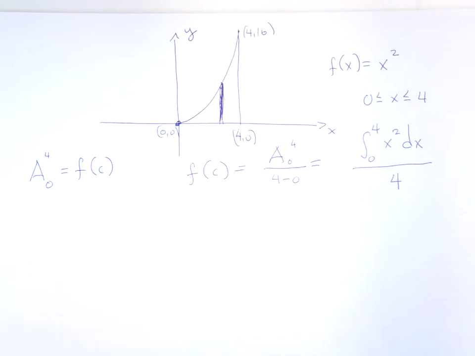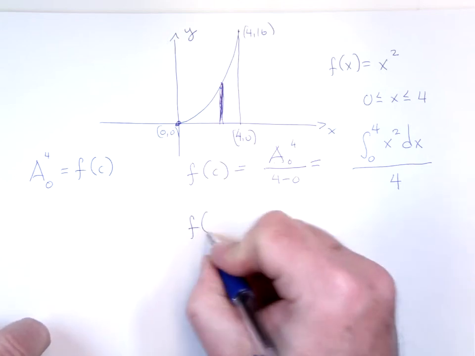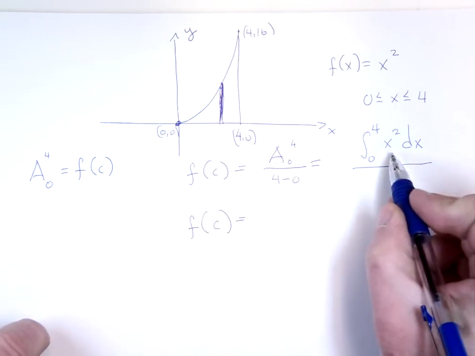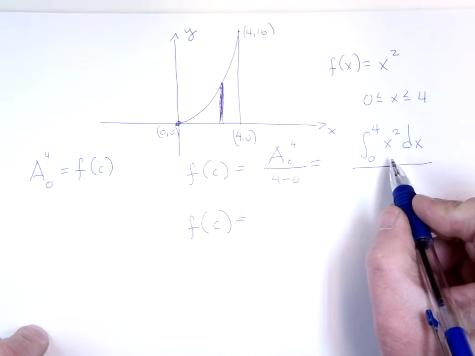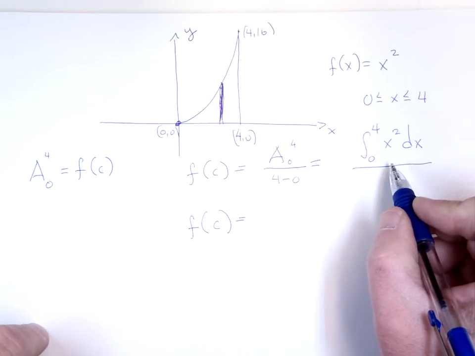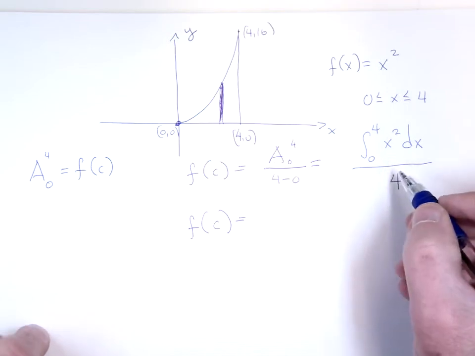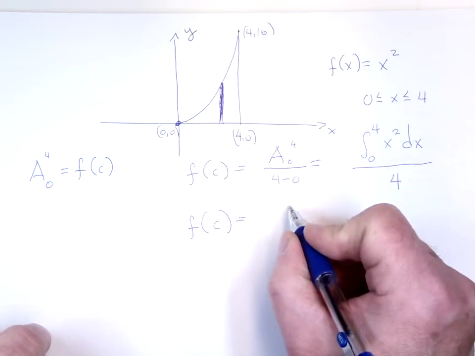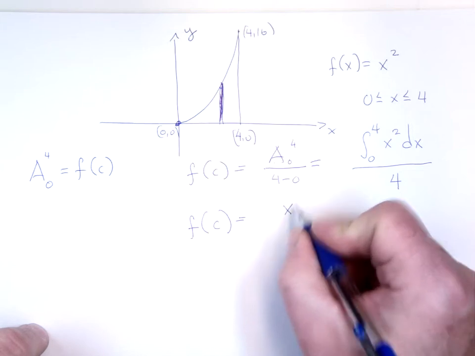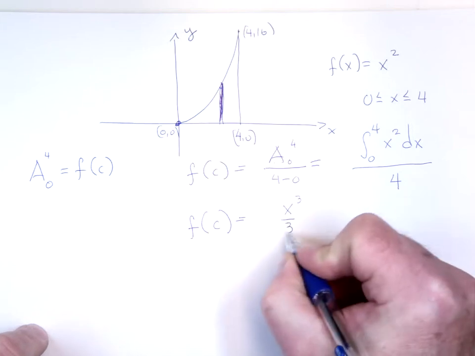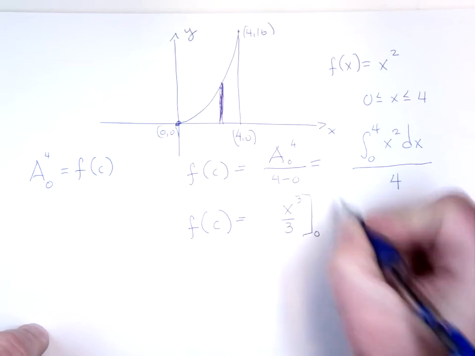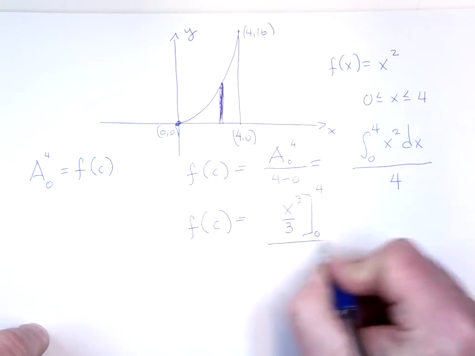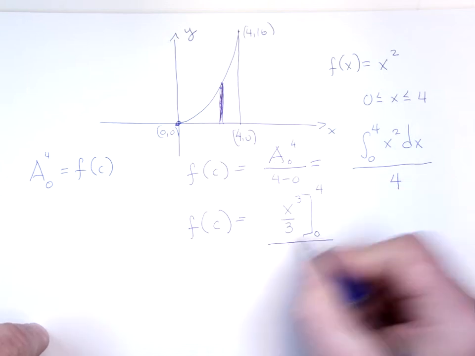That's what this value of C is. What's the integral of x squared? What's the antiderivative of x squared? What's the function whose derivative is x squared? X cubed over 3 from 0 to 4. This is called the antiderivative of x squared.